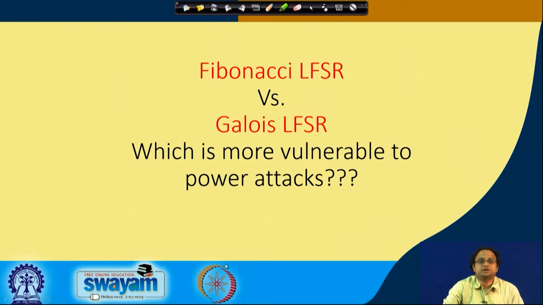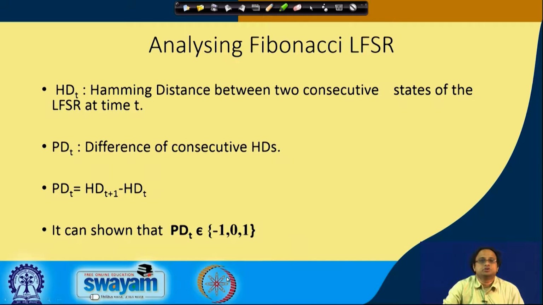So we basically stopped at this point where we were reflecting on whether the Fibonacci LFSR is more vulnerable against power attacks compared to the Galois LFSRs. Okay. So let us try to analyze the Fibonacci LFSR. Here we see that the Hamming distance, or HDT, that we have defined is the Hamming distance between two consecutive states of the LFSR at time t.